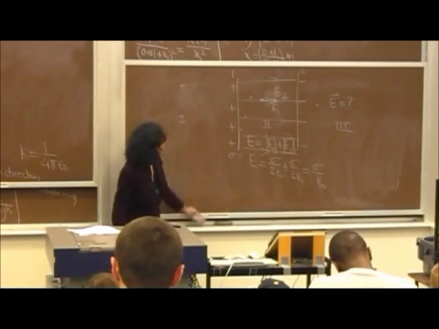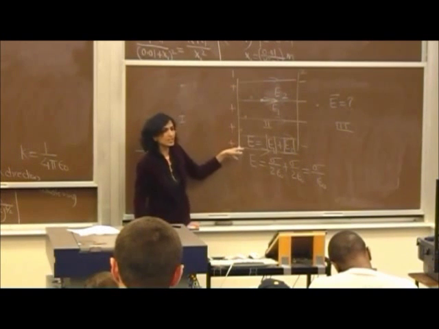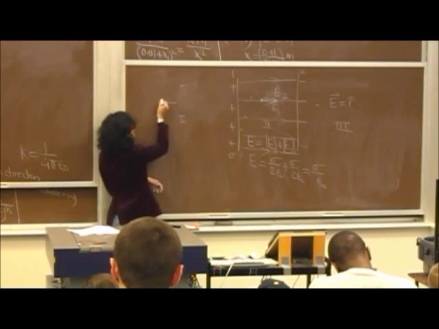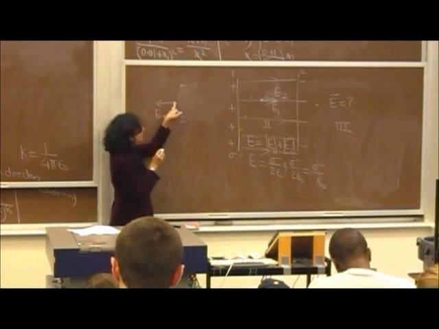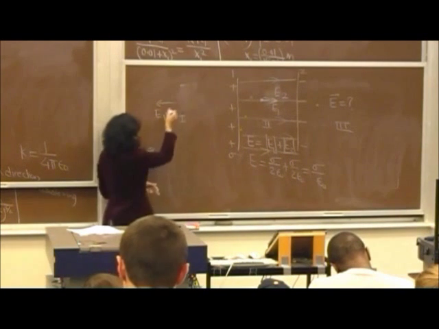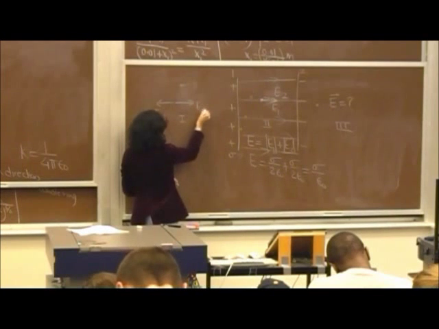Tell me, which way will be the electric field at this point due to the positive charge? Will it be away from it? Yes, so E1 will be this way. Which way will be the electric field at this point due to the negative charge? Will it be towards it? Yes, so E2 will be towards it.